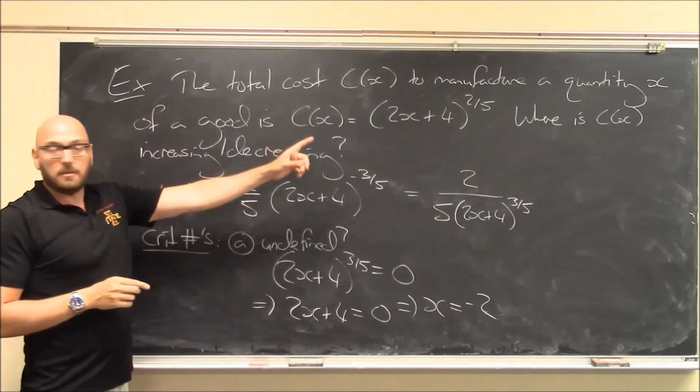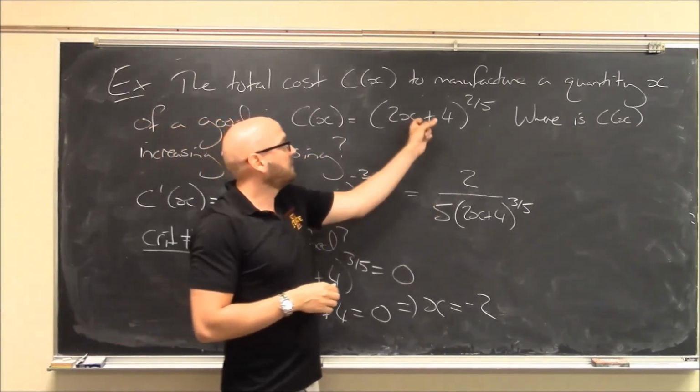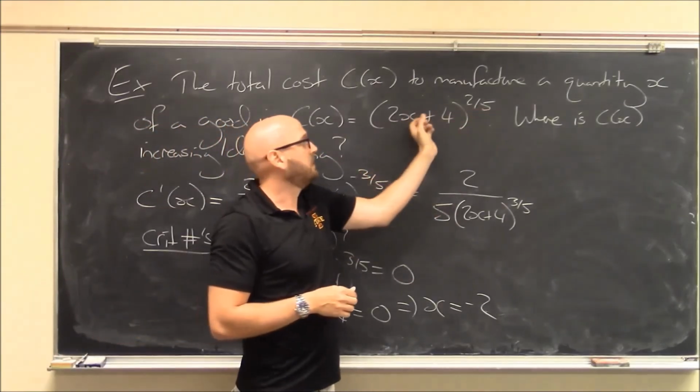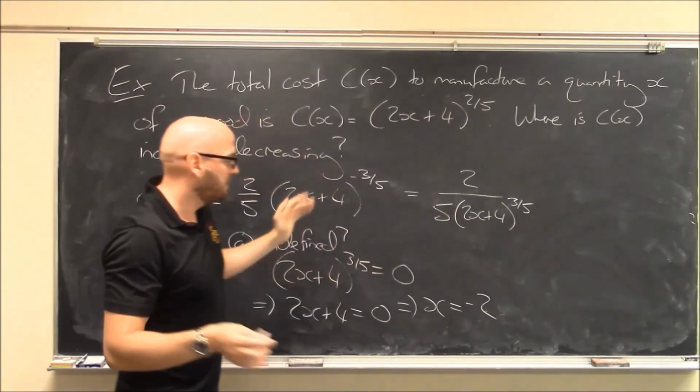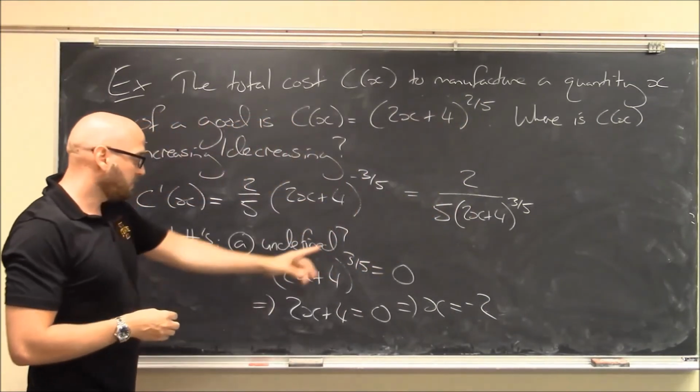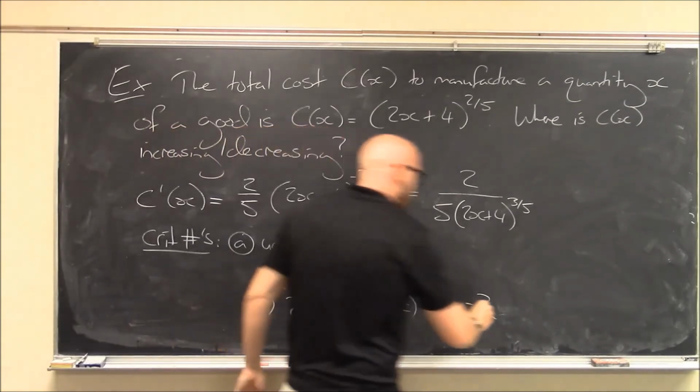That's actually in the domain of the original function, right? Plug in minus 2 into this original function, you just get 0. 0 to some power is still 0, so it's actually in the domain. So there's one critical number. I have x equals minus 2.